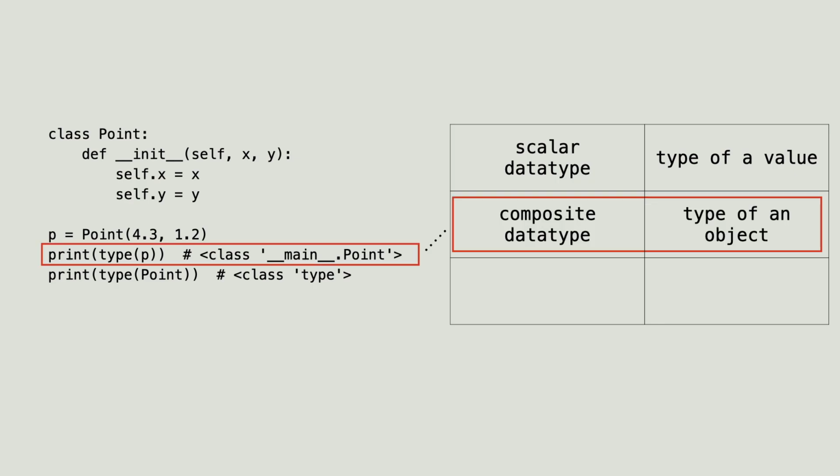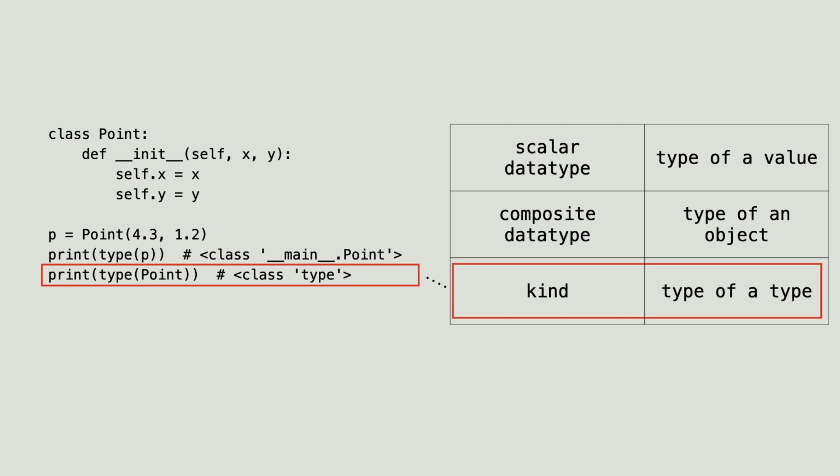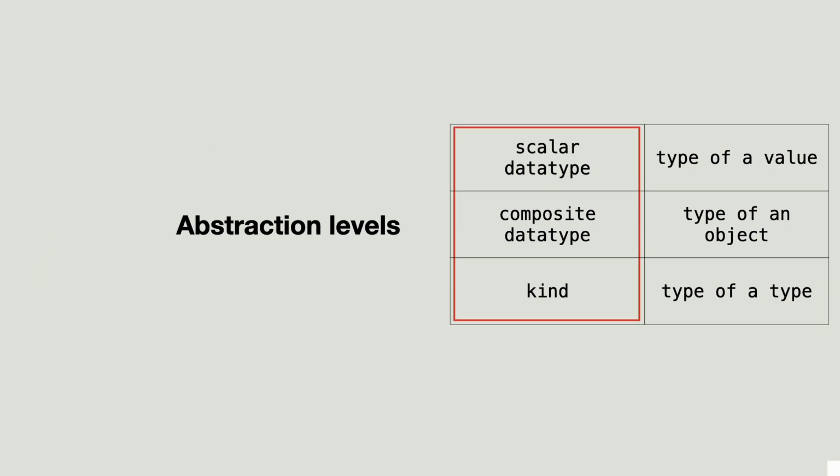Then there is the composite data type, which is the point class that was used to create the instance. But even the class itself has a type. Here you see that the point class is of type type. This category is known as the kind. These categories are type abstraction levels, but they are quite theoretical in Python. And there is a simple reason for this.